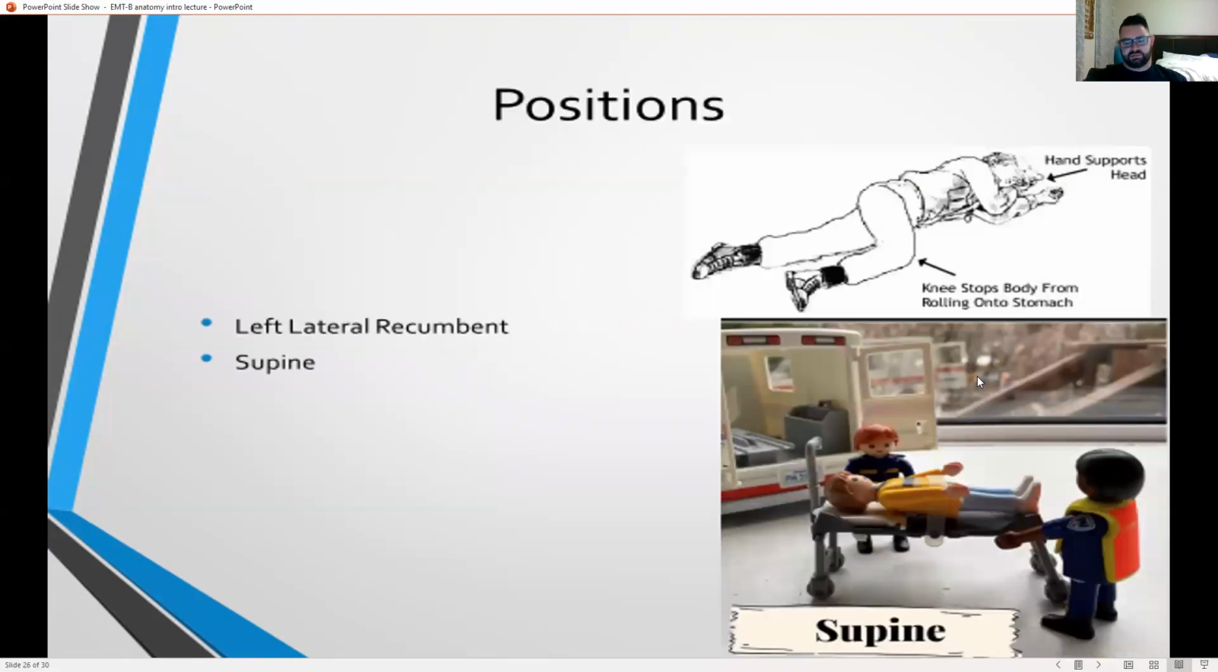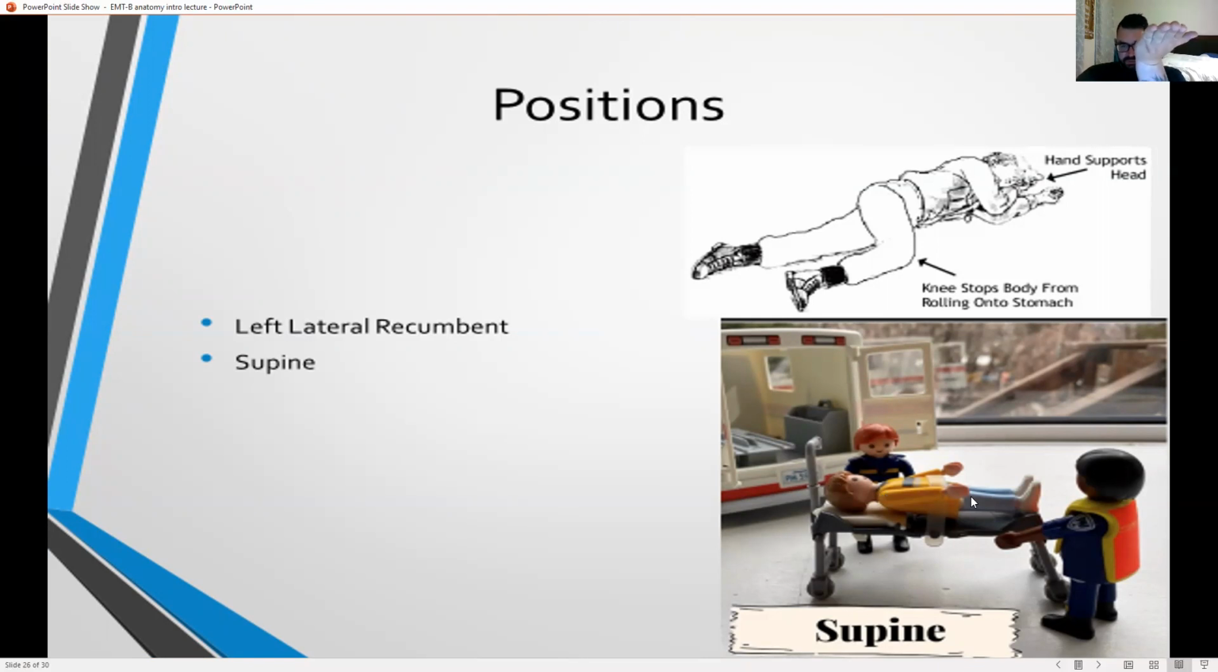All right, what about body positions? I admit freely, I stole some of these pictures from, I forgot where I got them from, but I'm not selling this. It's not copyrighted, it's free. So positions we need to talk about: left lateral recumbent and supine. We've already talked a little bit about supine, so let's hit that one first. Supine is what? As you see the Lego guy right here, he's laying flat on the stretcher. That is a supine position.